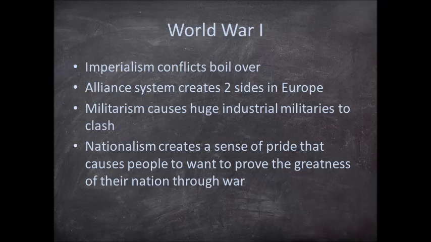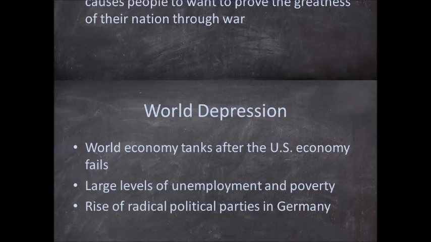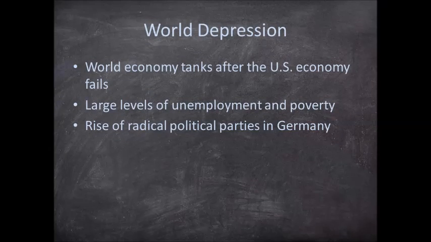The alliance system creates two sides in Europe, so it makes it easier to go to war. Militarism, which is building your military strength, causes huge industrial militaries to clash. When I talk about industrial militaries, we're talking machine guns, tanks. We're talking machines doing the fighting that are going to be pretty horrific for most of the soldiers in this war. And then nationalism creates a sense of pride that causes people to want to prove the greatness of their nation through war.